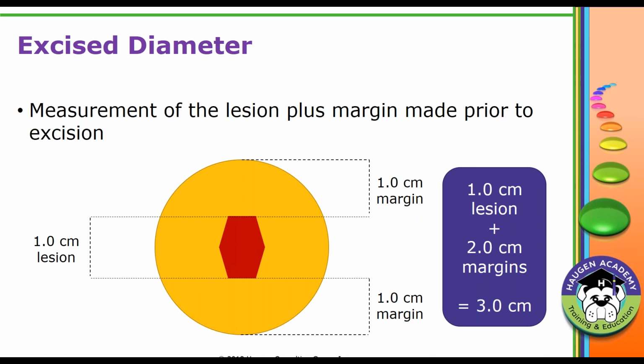So in this example, the lesion is 1 centimeter and the margins were 1 centimeter. So the lesion itself is going to be the diameter. That's one thing to keep in mind: it's not the area, it's the diameter. So a 1 centimeter lesion, and then you add the margin. Here we added 2 centimeters for the margin, so we have a total of 3 centimeters. That's going to be the measurement used to pick our CPT code. And we have a couple more examples of this.